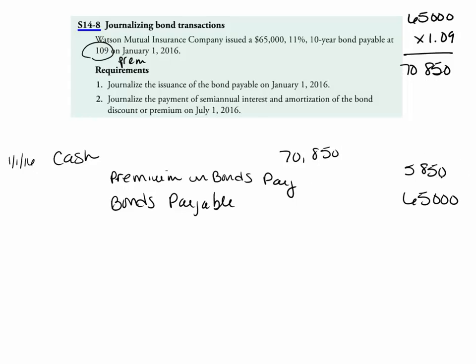So I'm going to do the same thing that I did with the other one. I'm going to take that $5,850 and spread it out over the interest payments. So it's a 10-year bond, and I'm doing semi-annual payments. So I'm going to take that $5,850, the amount of the premium, and divide it by 20 payments. If this was a 15-year bond, you'd be dividing it by 30 payments. If it was a 10-year bond that was just making annual payments, you would divide it by 10. So just the number of interest payments you're going to make.